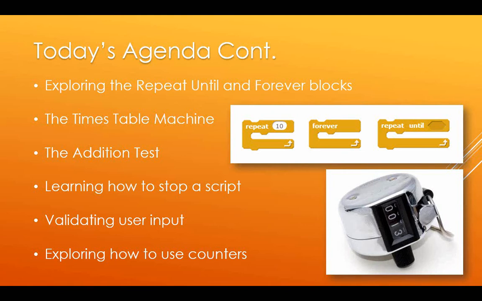So we're going to look at the repeat until and forever blocks. We've already used some of them a little bit, but we're going to cover them formally. We're going to write a program to do times tables. I know it's a bit late in your career, but we're going to give it a shot anyway. I don't know them in any case, so it's fine. Oh no, don't tell me that. We're going to do the addition test, which is another example program. We're going to learn how to stop a script, which is something we haven't used much, but it is useful in some cases. We're going to learn about user input validation.